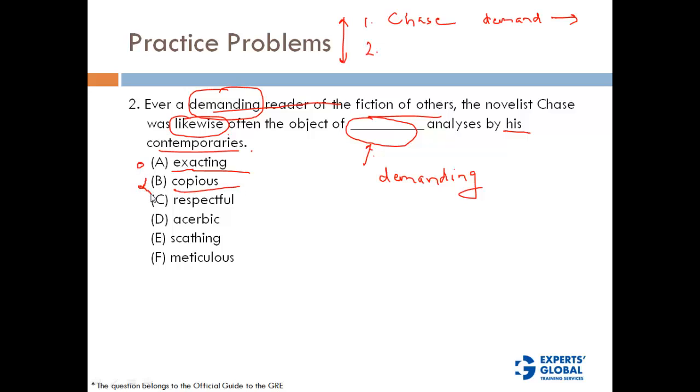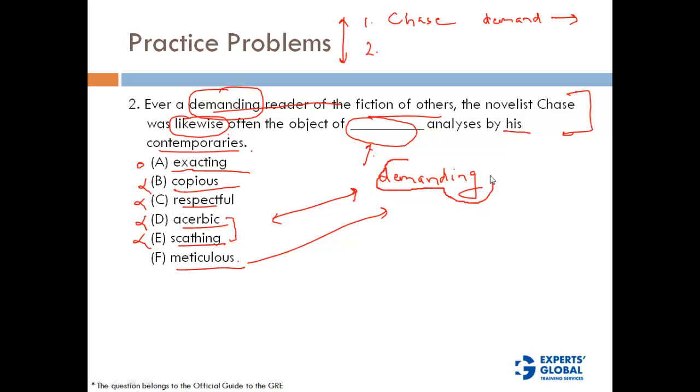Copious means plentiful, doesn't go. Respectful, doesn't go. Acerbic is definitely negative, and you can say that a demanding analysis can be acerbic, but it is not relating to demanding exactly, so we will not use it. Scathing and acerbic are similar, but they don't relate to demanding. Meticulous means very carefully done, and it means that it is demanding, right? The problem with acerbic and scathing is that they are negative words, whereas meticulous can be negative or positive. In this sentence we are not looking for any specific negative word, we are just looking for a word that will do justice to the idea of demanding. So meticulous goes well in this context, so we'll choose this. Now we have two options, exacting and meticulous, both mean demanding, so in that context they are synonyms, so we go with them. So the answer is A and F.